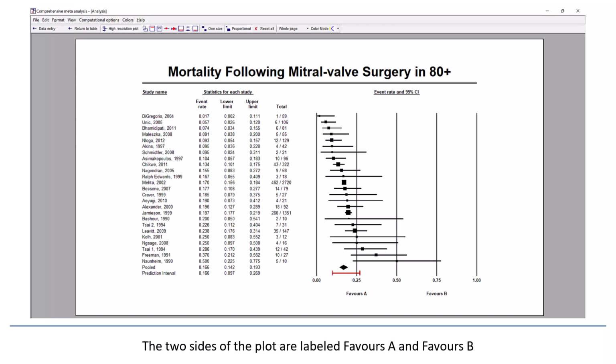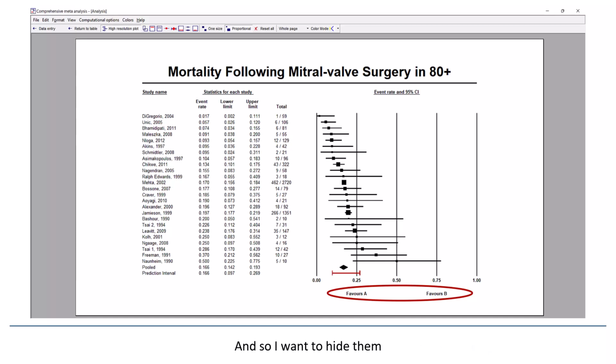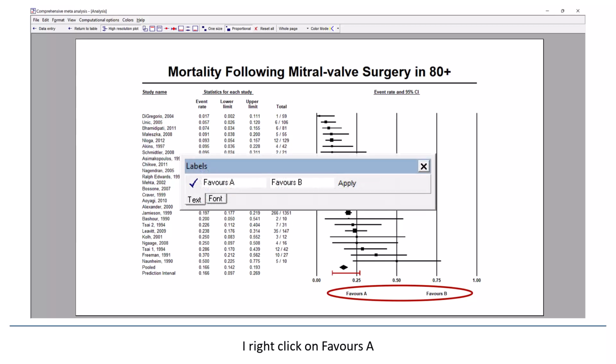The two sides of the plot are labeled favors A and favors B. These labels are intended for analyses that compare two groups, and they don't apply here, and so I want to hide them. I right-click on favors A, and I erase the labels for favors A and favors B.